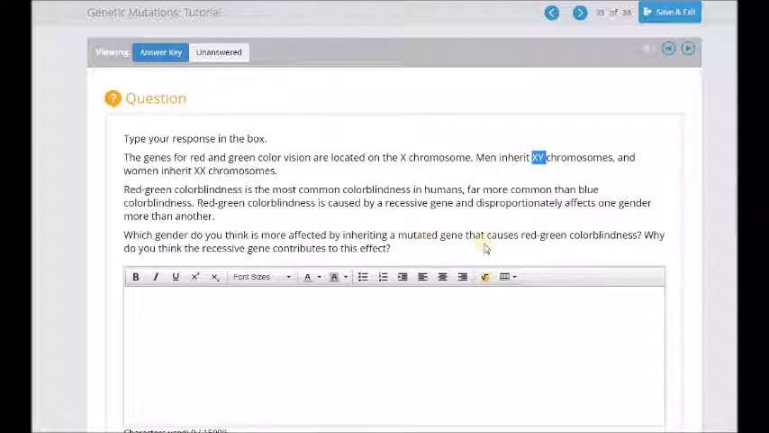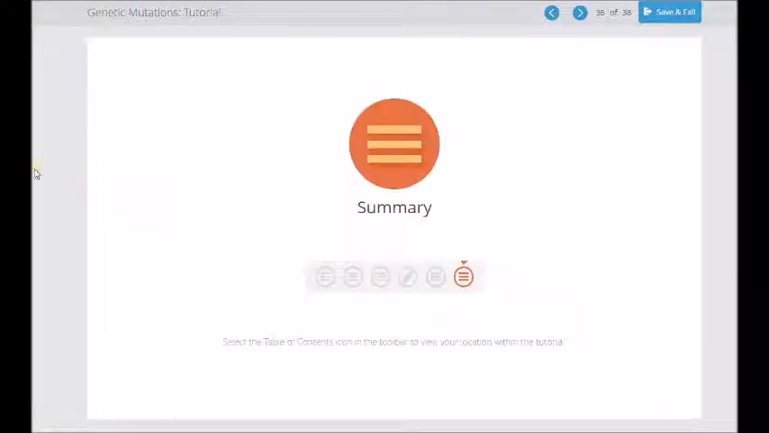Interesting. Did you know that most of the time males get red-green color blindness? What does that mean? It means it's either on the X or the Y chromosome. I'm curious to see if you guys figure this out. Try to find the answer, okay? It's very interesting how it works. And that's it. This is a really challenging tutorial.